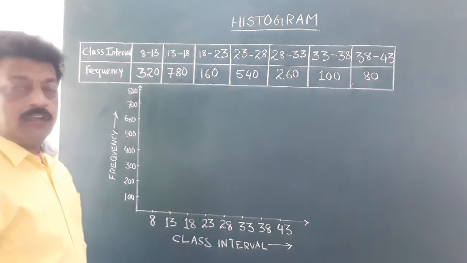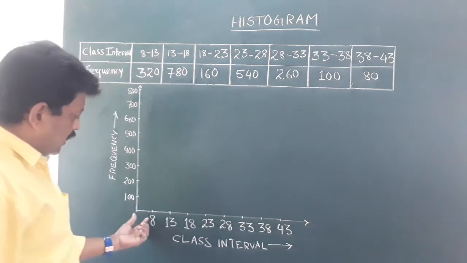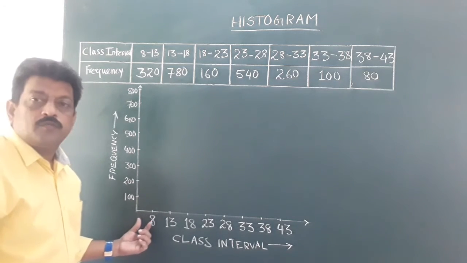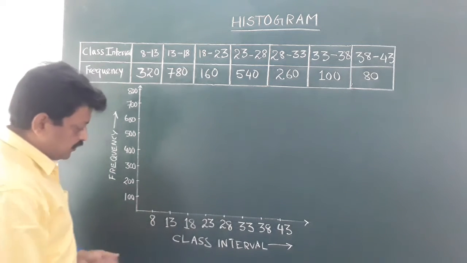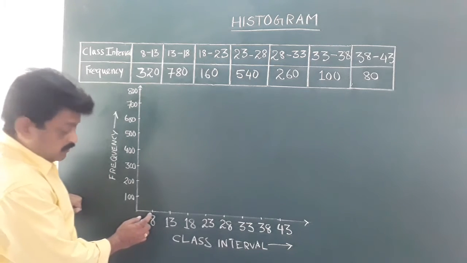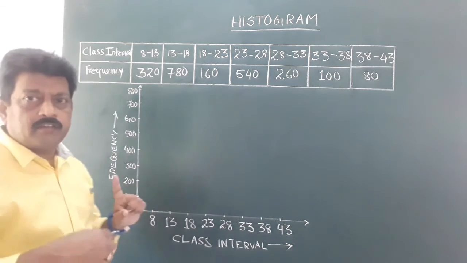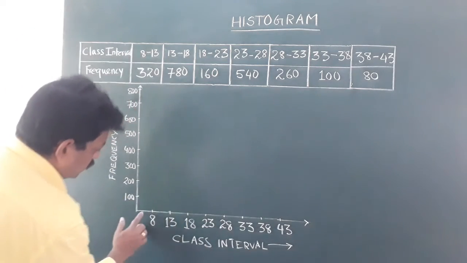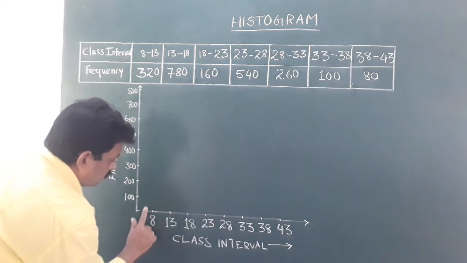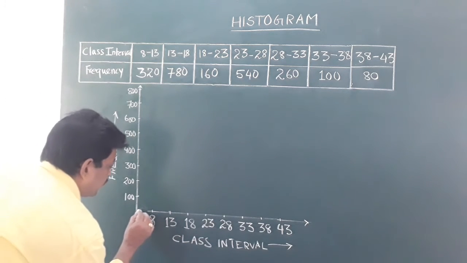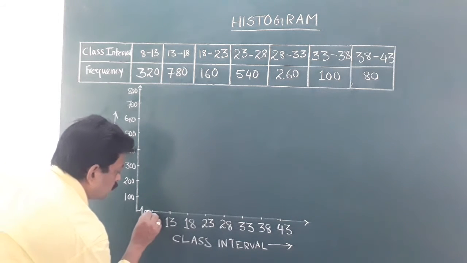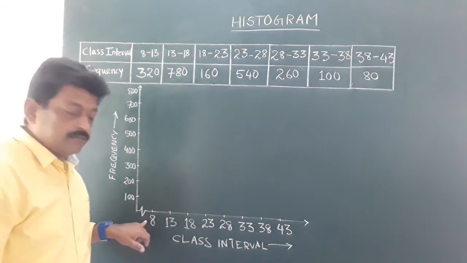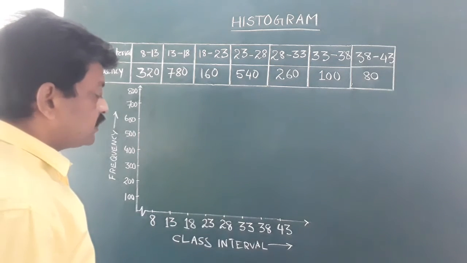Now the first class interval is starting from 8 to 13. I have taken this one as 8. Here I have taken one small division as 1 unit on the x-axis. So on the 5th box I have taken 8. Means I cannot represent 1, 2, 3 like that. So here we have to break the line, that is known as a kink. You all know that. So I am starting from 8. That's why the kink is given.